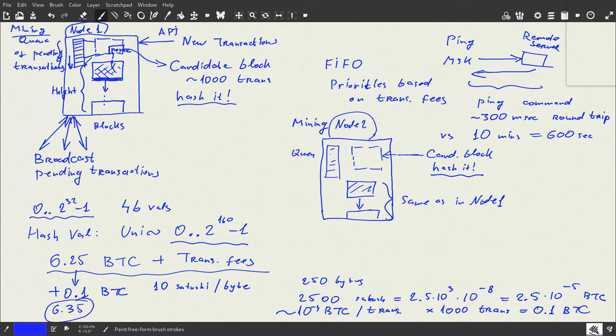6.35 for that. And as we already know, this value of 6.25 is deliberately halved after a certain number of blocks have been hashed. And that happens on average, the latest halving was in May this year. The previous one was about 3 years ago. So eventually, in the next century, this will drop below one satoshi. So it will be absolutely zero. But transaction fees are always going to be present.